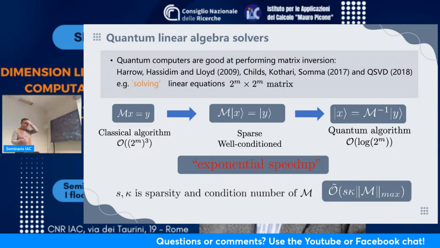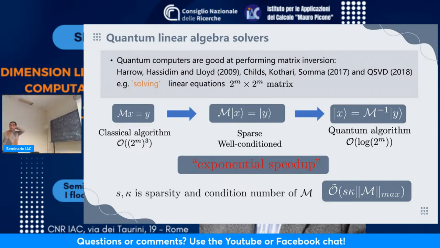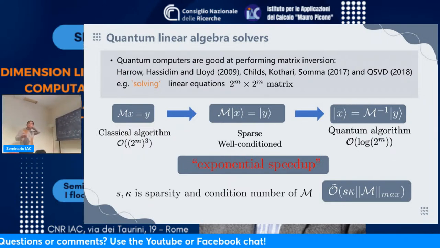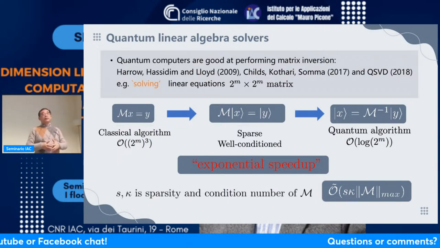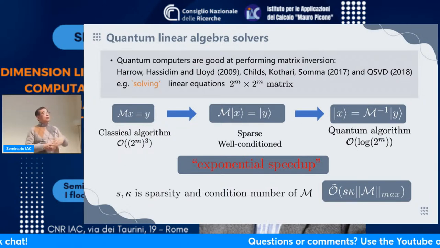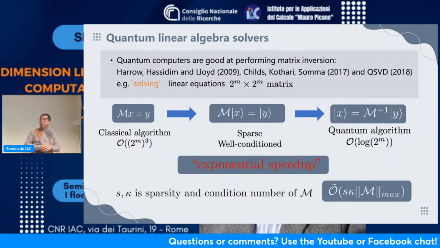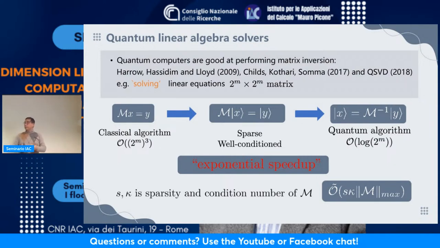There's a lot of progress in so-called quantum information theory. People use quantum computers to do coding and security and so on. But we are interested in doing scientific computing using quantum computing.